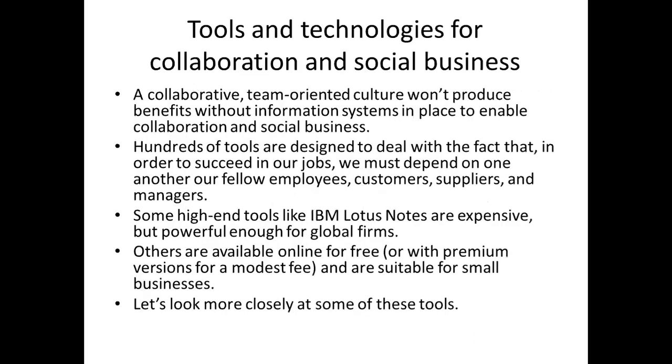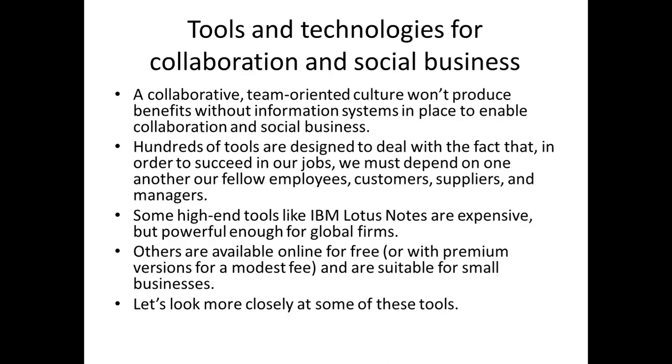Now here the last and very important topic is tools and technologies for collaboration and social business. Here we have to learn the tools and technology we are going to use for collaboration and social business. I think everybody knows various tools which we are going to use here. Out of those, we have a list of some tools. First, a collaborative, team-oriented culture won't produce benefits without information systems in place to enable collaboration and social business.